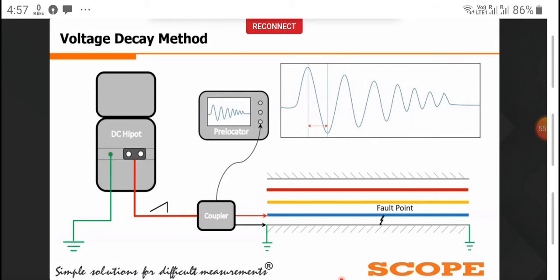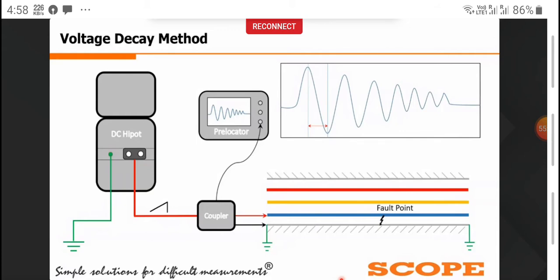means we are charging the cable by using a DC source, and we are allowing the fault to break down. So the voltage decay method is mainly preferred for locating faults in EHV cables. By using this method, we can easily detect high resistance, means very high resistance faults, in the EHV cables also.